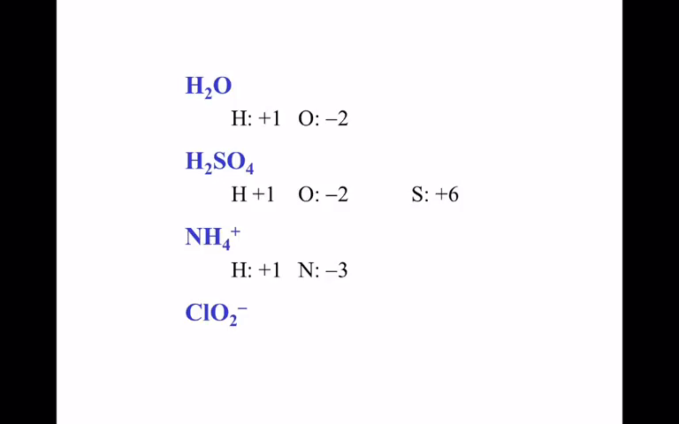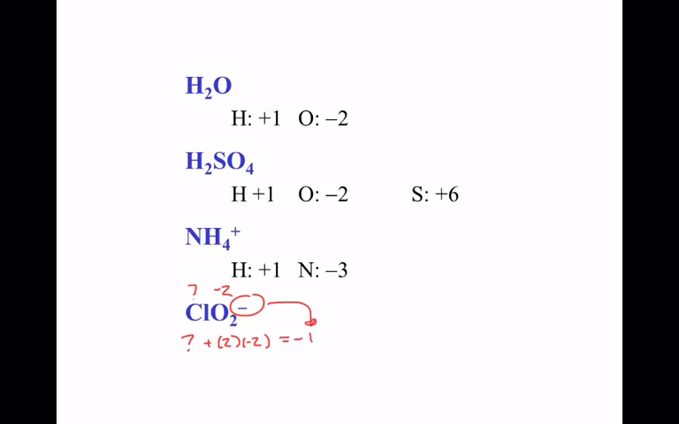Okay, so let's do chlorite. So the only thing, you can't hang your hat on the chlorine, so I'm going to put a question mark over the Cl. But I'm going to go ahead and put -2 over for the oxidation for each of those 2 oxygen atoms. So I'm going to take 2 times -2 plus question mark is equal to -1. Does that make sense? Because that's the charge on the polyatomic anion.